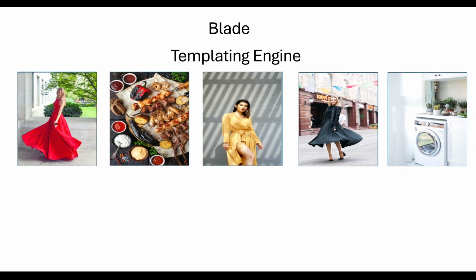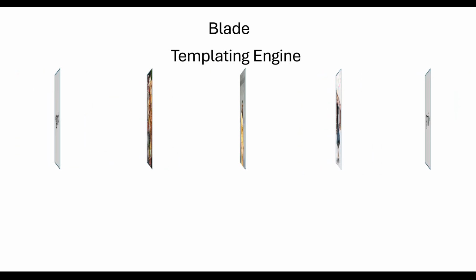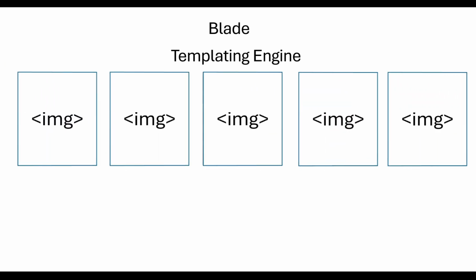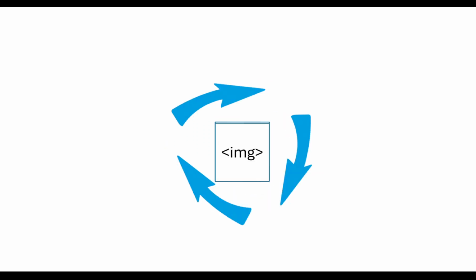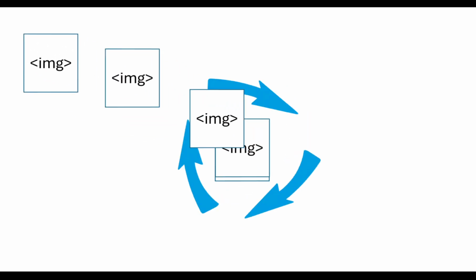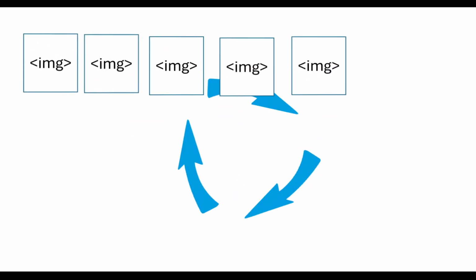Before we start coding, let's understand what a templating engine is and what it does. A templating engine is a tool that helps us write dynamic HTML code more easily. For example, if you want to display multiple images on a page, you don't have to manually write the HTML code multiple times. Instead, you can use a Blade directive like a foreach loop to loop through your data and automatically generate all the images for you.